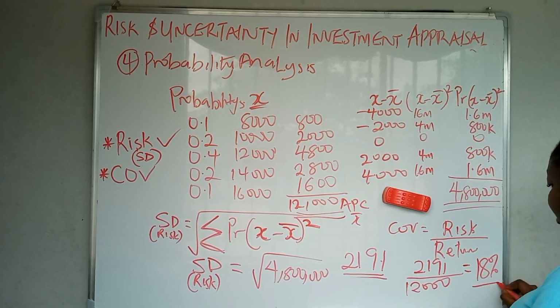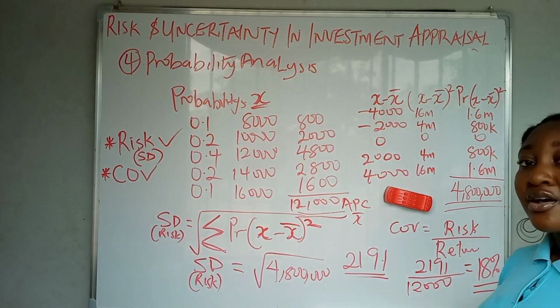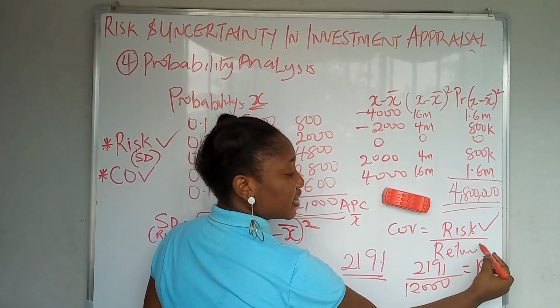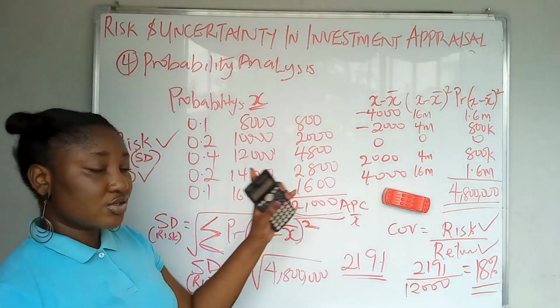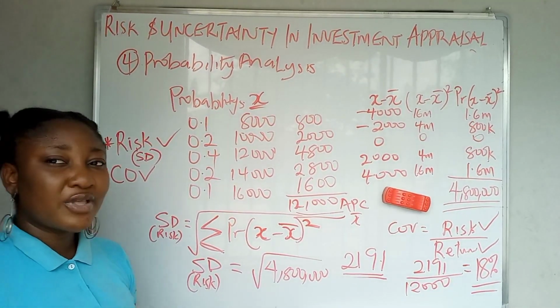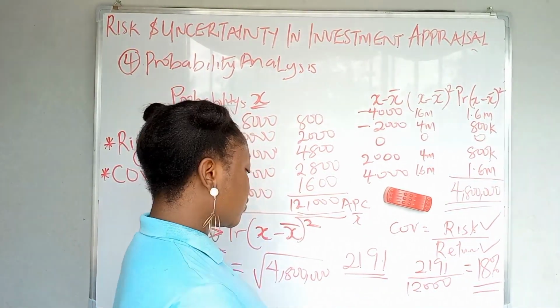You know, when you get something like this, you have to interpret it. So it means that for every unit of return, there's a risk of 18% in this whole project. Do you understand? So that's your coefficient of variation. I hope that explanation makes sense before this class gets too long.